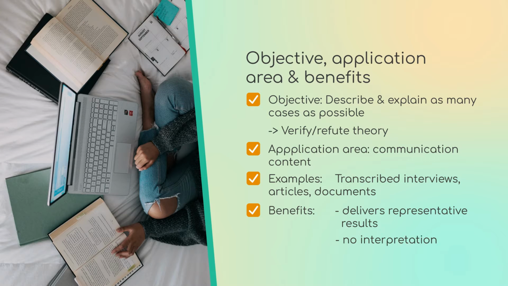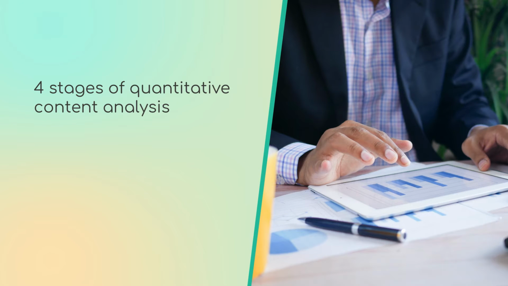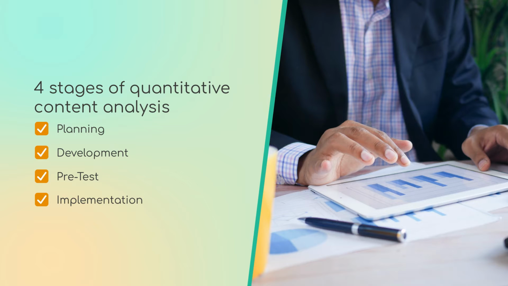In addition, quantitative content analysis does not present any difficulties with regard to the interpretation of the data material, since the content to be analyzed is clearly defined in advance. With this knowledge in mind, we now turn to the process of quantitative content analysis. Overall, the entire process is divided into 4 stages: planning, development, pre-test, and implementation. Each stage contains separate work steps.